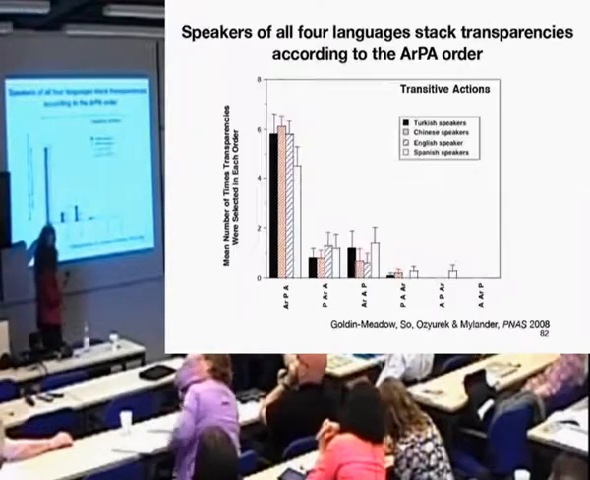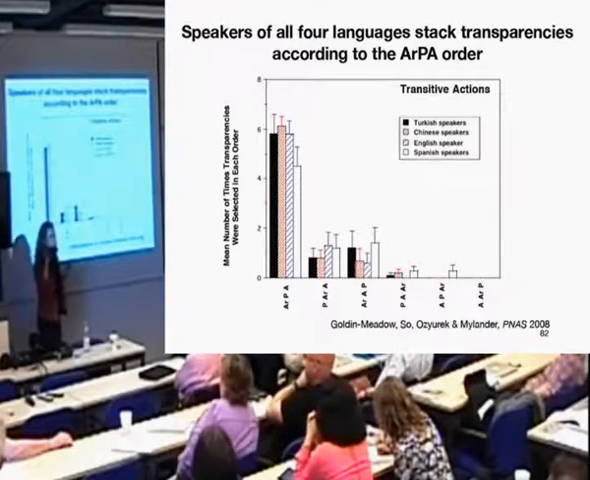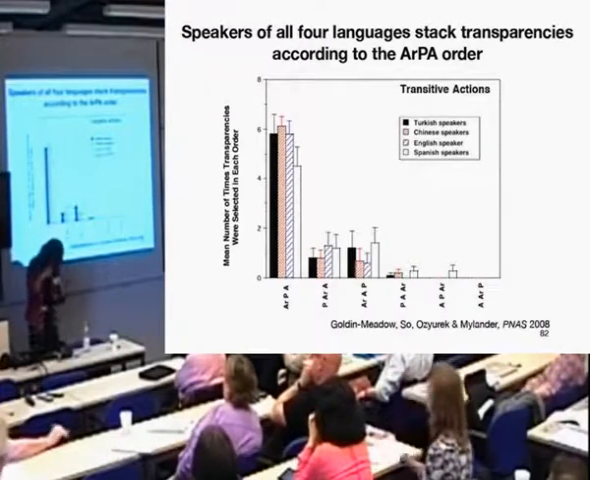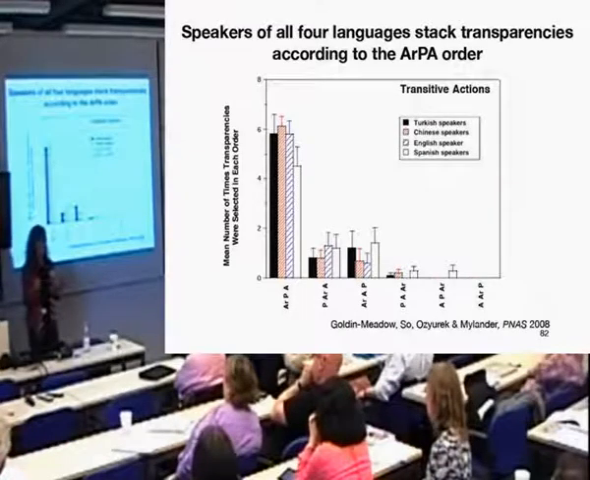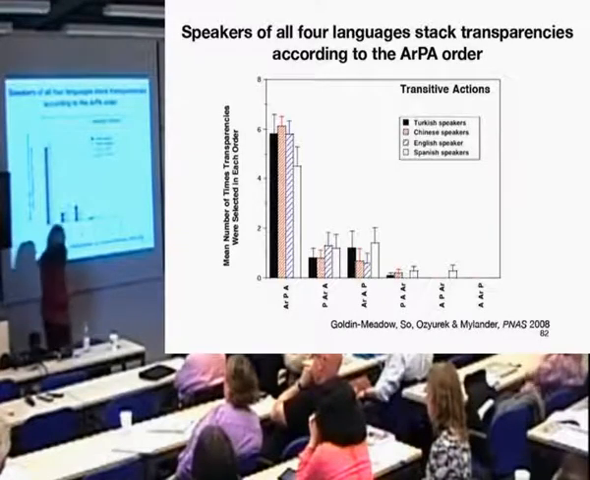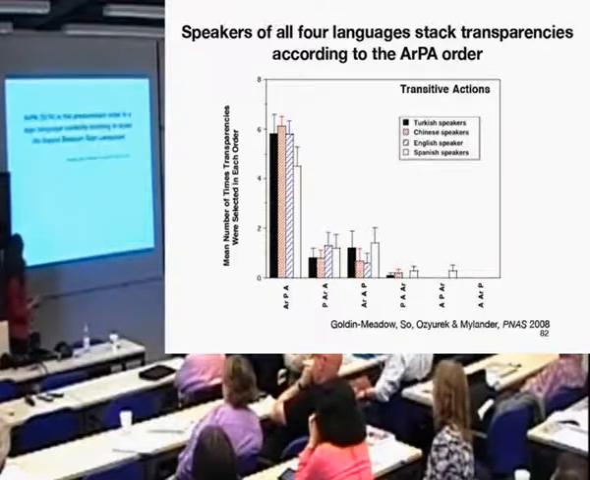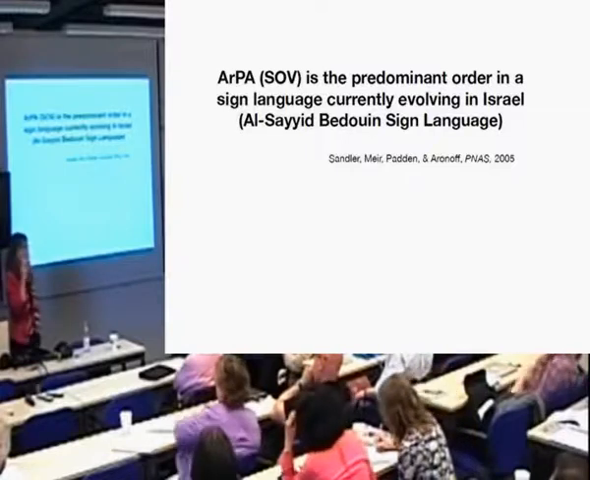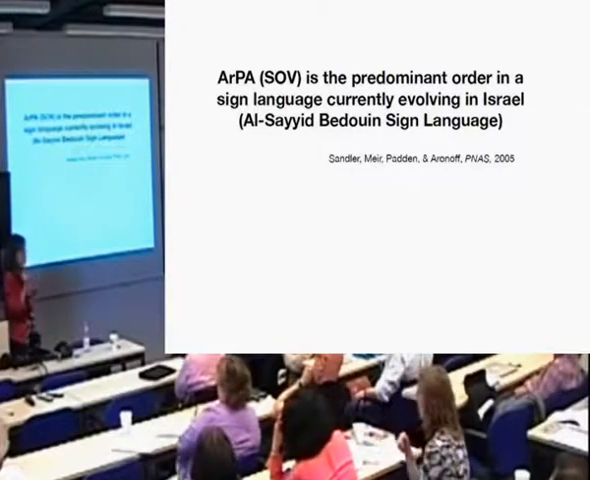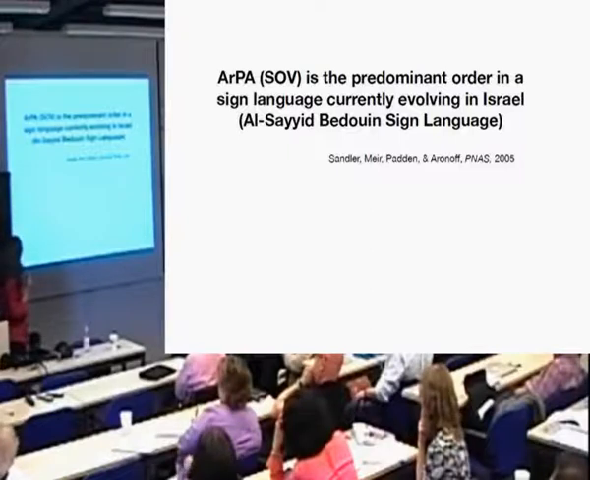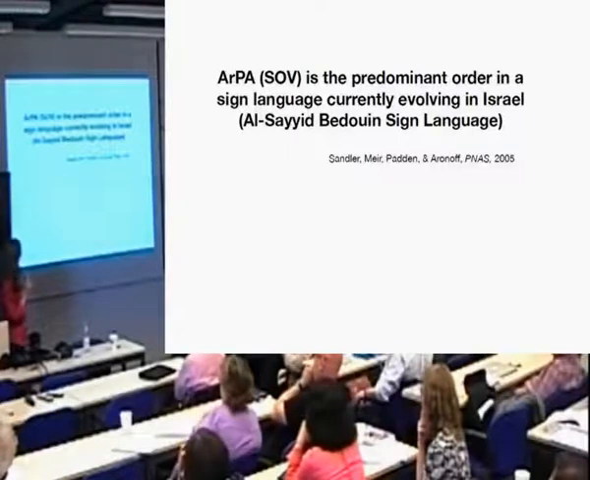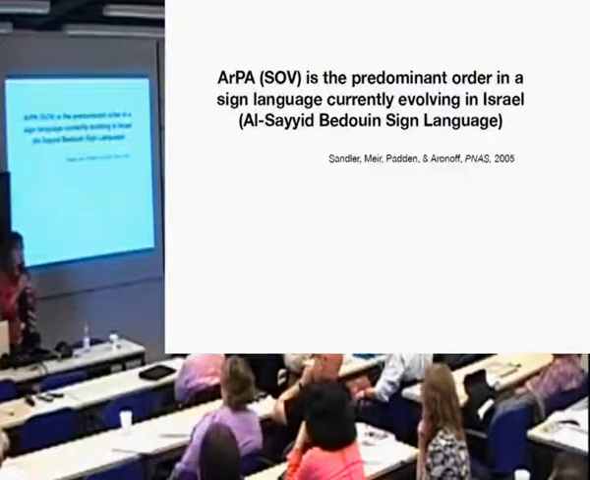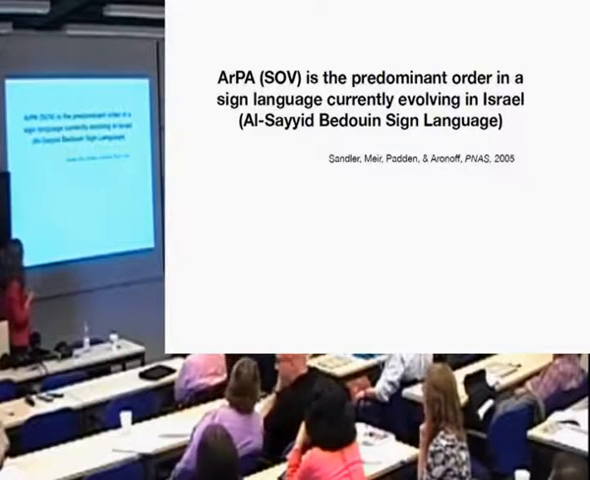So all four of the cultures did this, in a non-communicative task, in the sense that the experimenter is sitting there looking at her paper and trying not to interact, as best we could. So this SOV order, interestingly, some linguists will say it's not the first order that came about, but that's a bit controversial. What isn't controversial is that it is definitely the order that Wendy Sandler and company are finding for ABSL, a sign language that's growing up in Israel. So it's sort of intriguing that it's the order that they're finding.